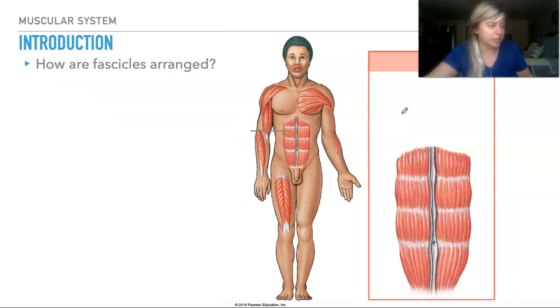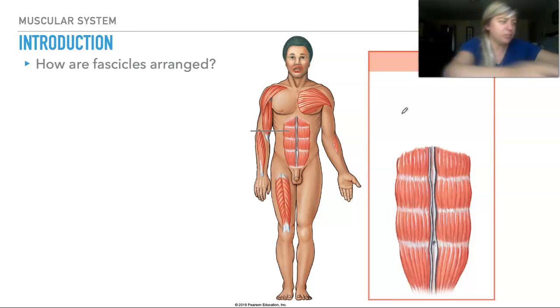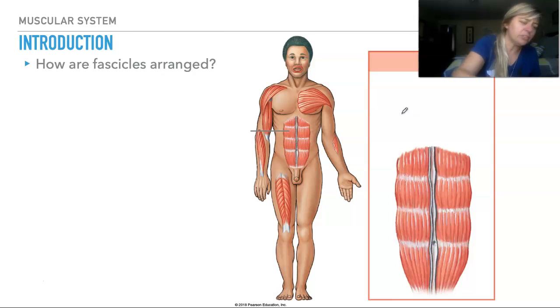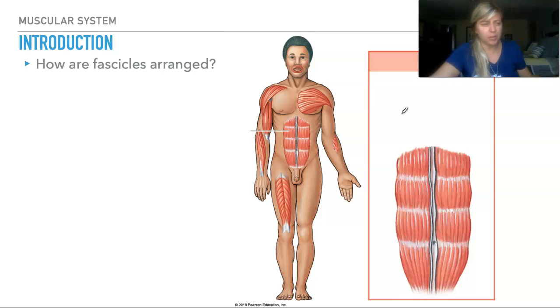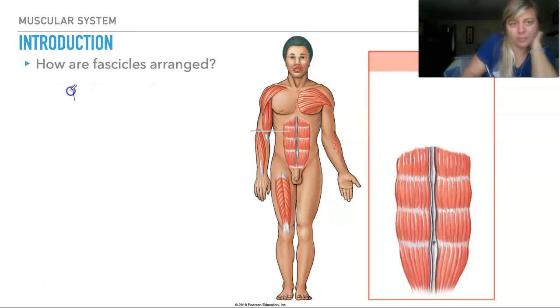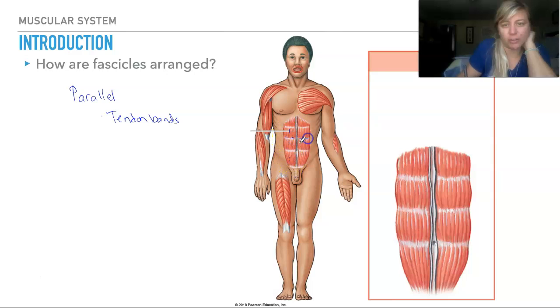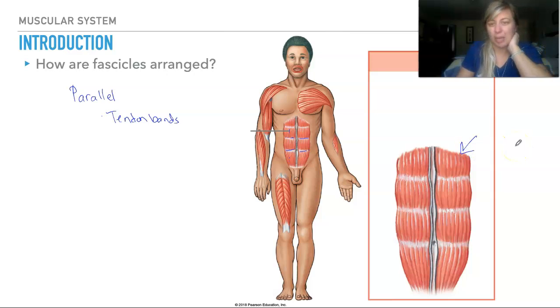The next fascicle arrangement you can see is still considered to be parallel, but it's kind of a subtype of it. This is parallel with tendons that form bands. So it's parallel with tendon bands. We still have a parallel arrangement of the fibers, but running across there, you can see the bands of tendons separating this muscle. You might recognize this particular muscle that's found in the abdomen. This is rectus abdominis, an example of a parallel muscle with bands of tendons.